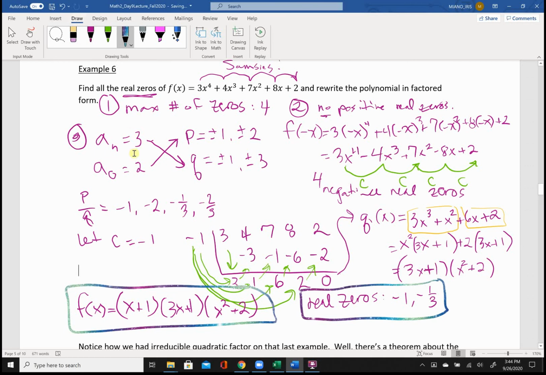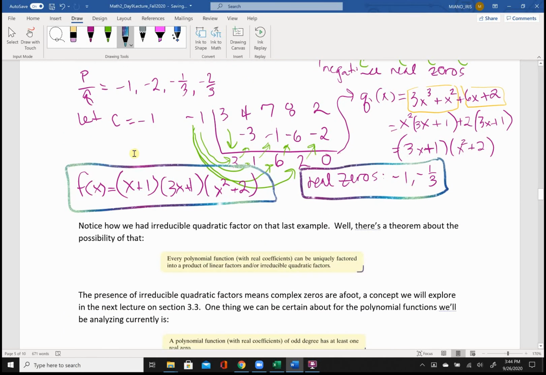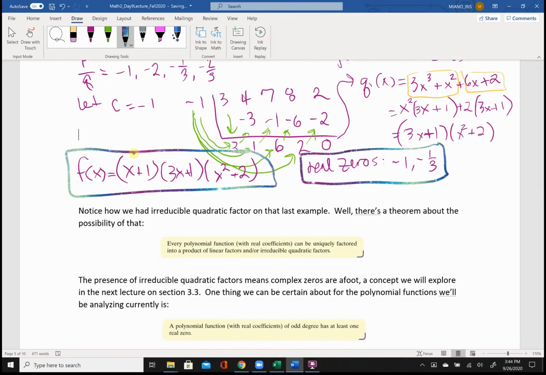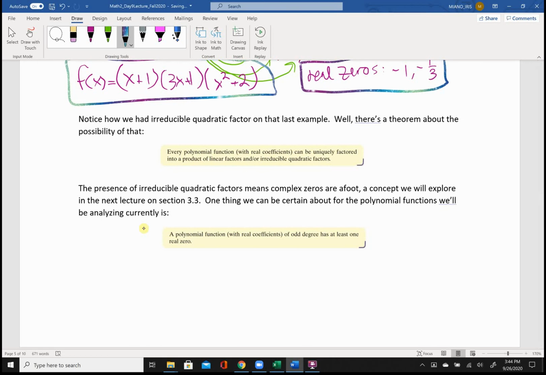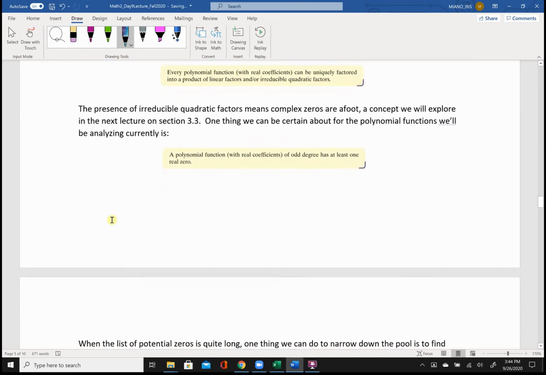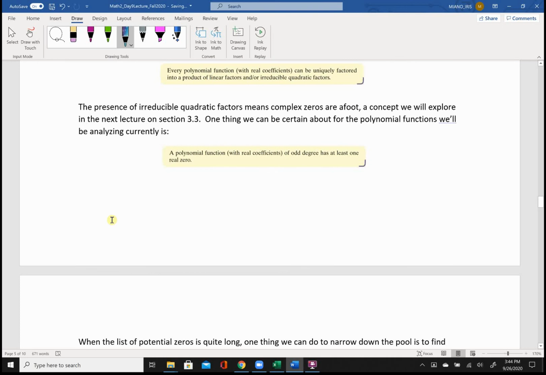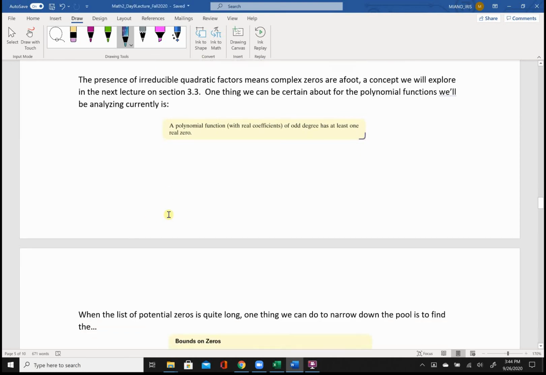Beautiful. Okay, so notice how we had an irreducible quadratic factor, right? This guy right here. So there's a theorem that talks about the possibility of that, and it states every polynomial function with real coefficients can be uniquely factored into a product of linear factors and or irreducible quadratic factors. Okay, so we saw a case in point of that. So like I said, these irreducible quadratic factors make for complex zeros, non-real complex zeros, that is. So we're going to explore that more in 3.3.